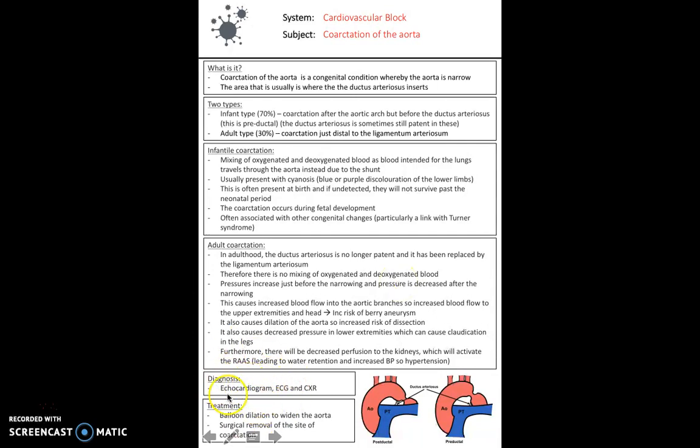These are detected fairly early on, and echocardiogram, ECG and chest x-ray allows detection, and a balloon dilatation to widen the aorta is normally for treatment.